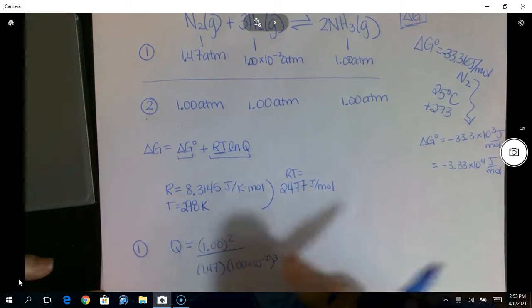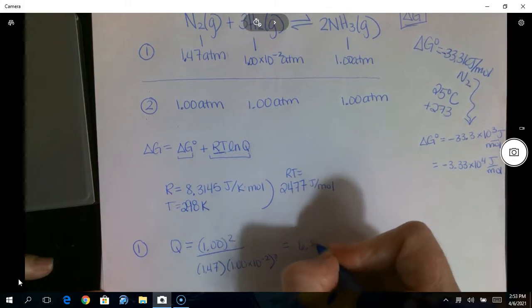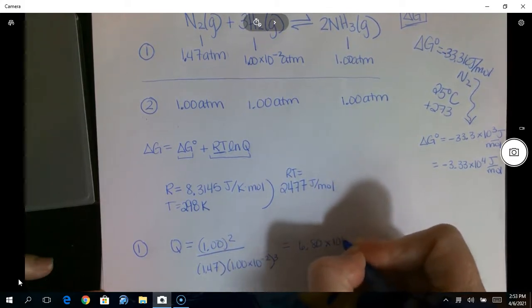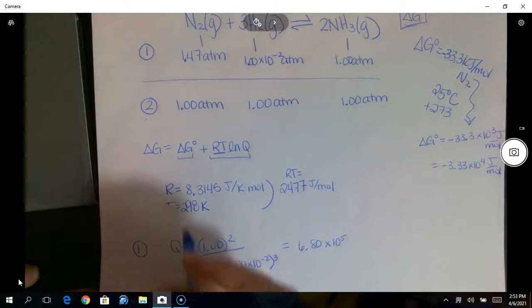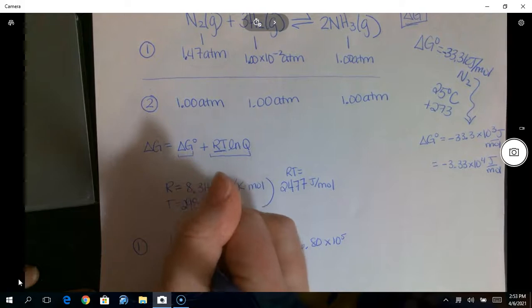When I plug all of this into my calculator, I'm going to get 6.80 times 10 to the fifth. So that's Q sub 1. Okay, that makes it look like it's squared. Let's do Q1.